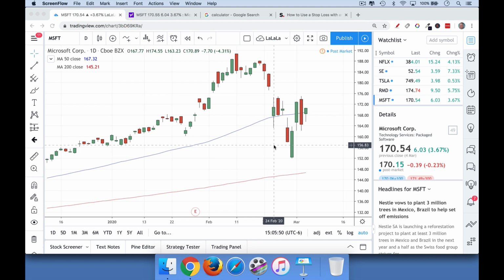But let's say you wanted to go long Microsoft right here. It's trading currently around 170. That's where it closed today, at 170.54. So let's say we see it here above the 50-day moving average, above the 200-day moving average, and we'd like to buy some call options on it and bet that the stock will continue to recover.